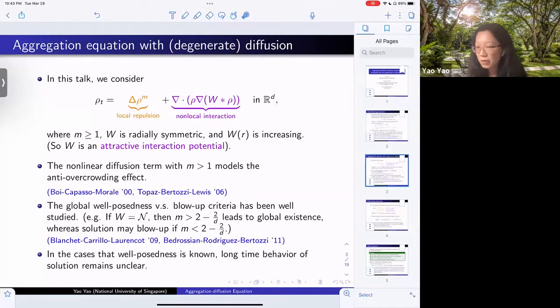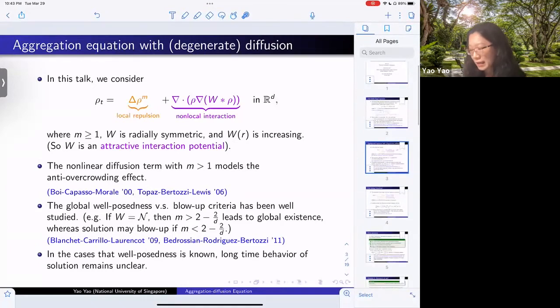So throughout the talk, I'm going to focus on the case where we are in a regime where the global well-posedness is known. In this regime, the long-time behavior of solutions still remains unclear in many cases, because no blow-up doesn't tell us much information about the long-time behavior of the solution. Does it converge to some steady state as time goes to infinity, or does it dissipate like the heat equation or a porous medium equation? That is unknown in many cases.